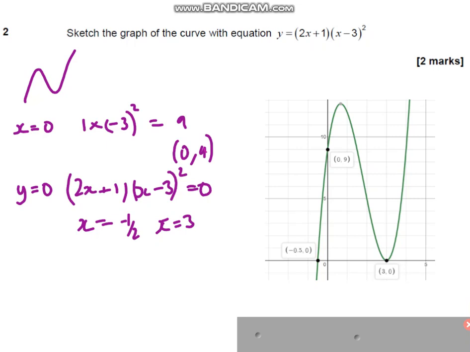So 0, 9 there, and 3, 0 here, and the shape. There was no requirement to find this point because it was only 2 marks.